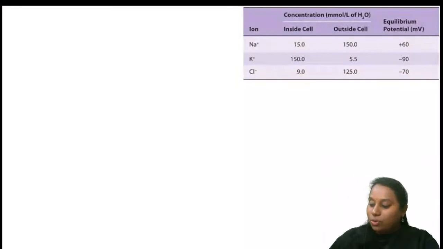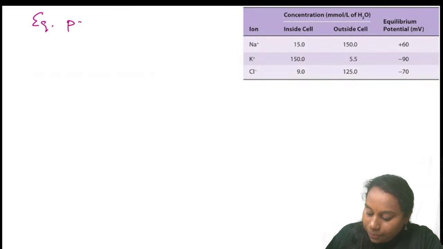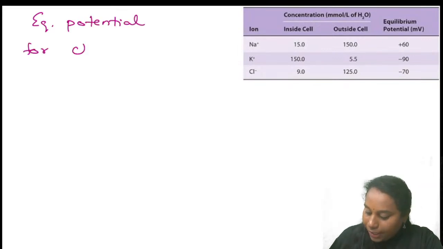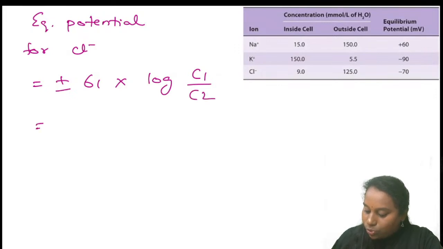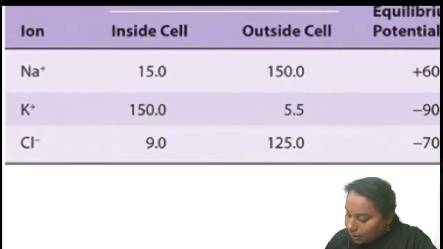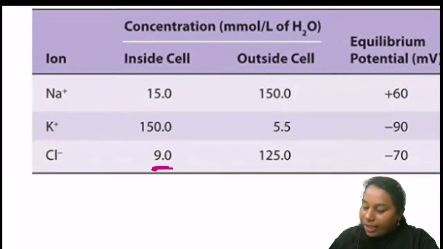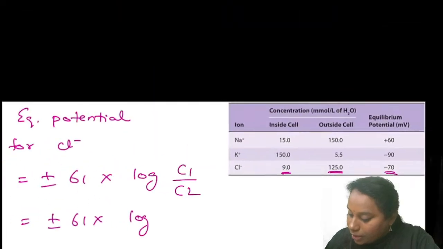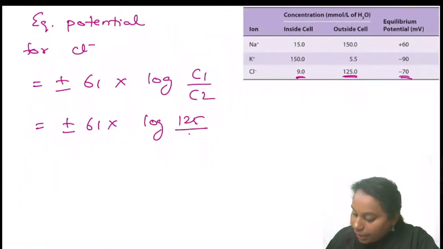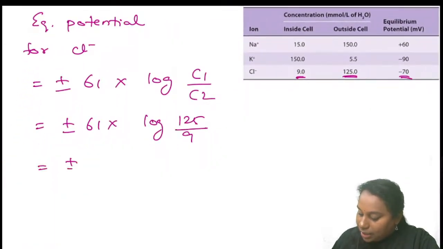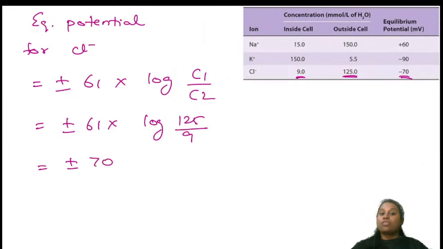Let's do this for chloride. Can you try this for chloride? Yes, please apply the same concepts. Equilibrium potential for chloride. Plus or minus 61 into log of C1 by C2. Plus or minus 61 into, look at chloride concentrations, 9 and 125. The answer is minus 70. 125 by 9. If I solve this, I'll get the answer 70. It is plus or minus 70.